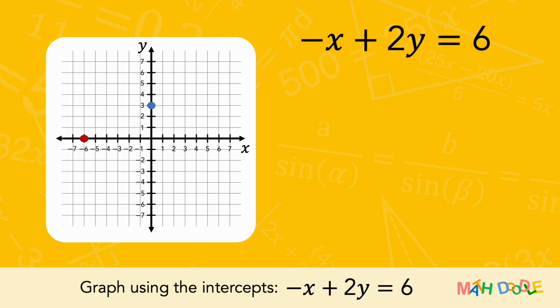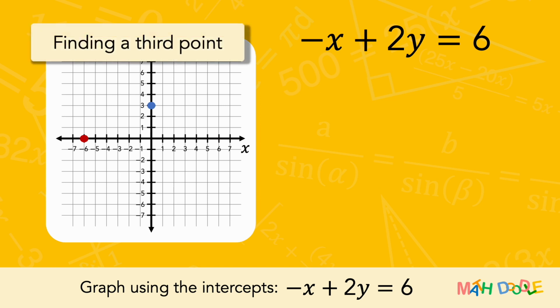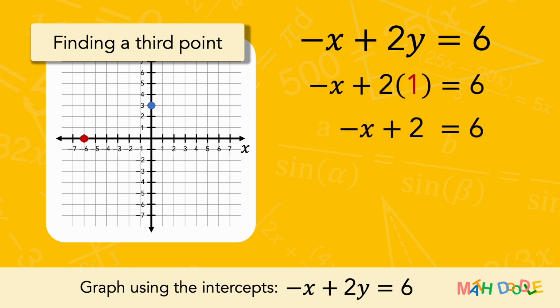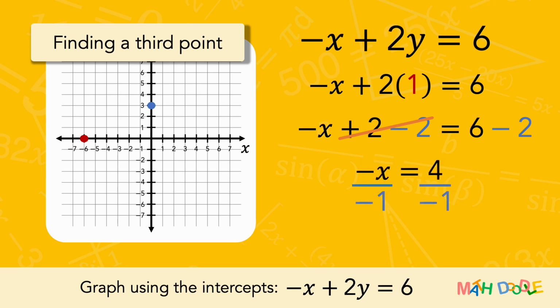To ensure the accuracy of the line, let's find another point the line passes through. For example, let's find the value of x when y is 1. To solve the equation for x, let's subtract 2 from both sides. Then, let's divide both sides by minus 1. So, when y is 1, x is minus 4. This tells us that the line of the equation passes through the point minus 4, 1.